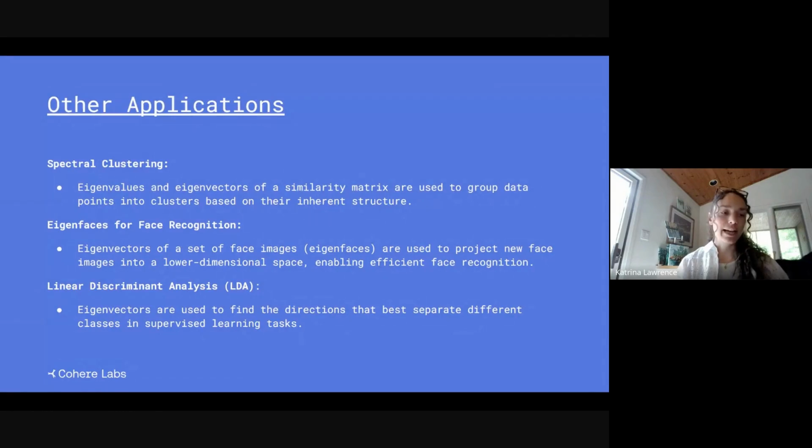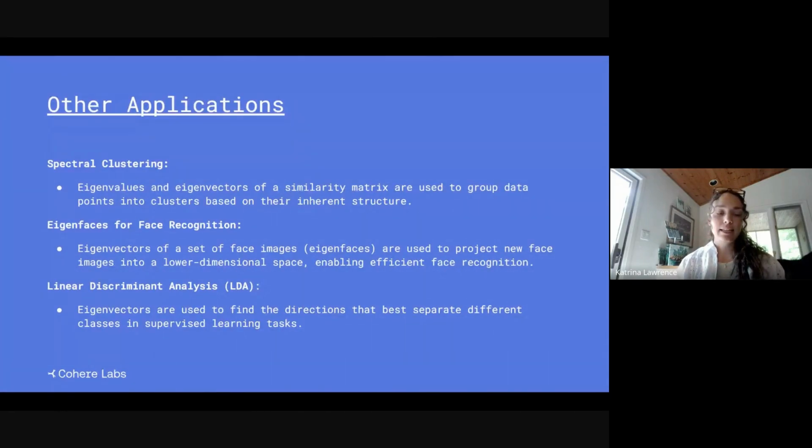Another really neat application that I found is eigenfaces for face recognition. This is a very applicable side of eigenvectors. We can see that eigenvectors of a set of face images, known as eigenfaces, are used to project new face images into a lower dimensional space, enabling efficient face recognition. So you can see directly how you can use eigenvalues in a very applicable way.